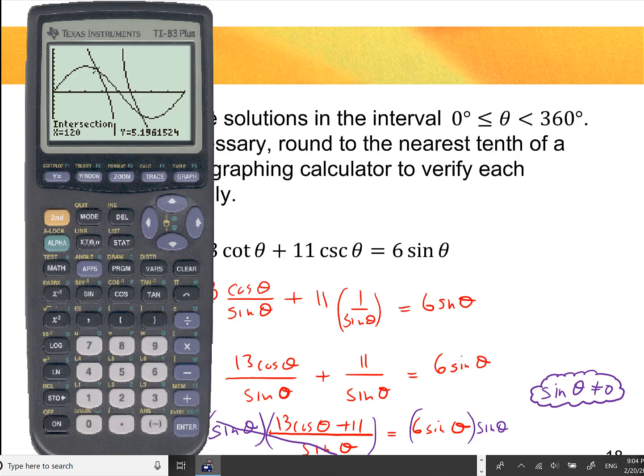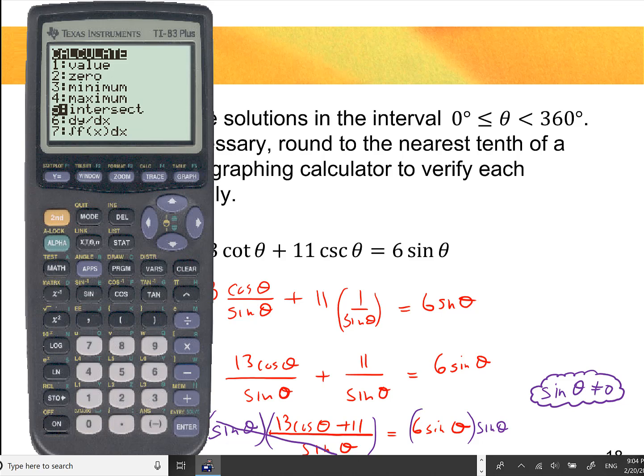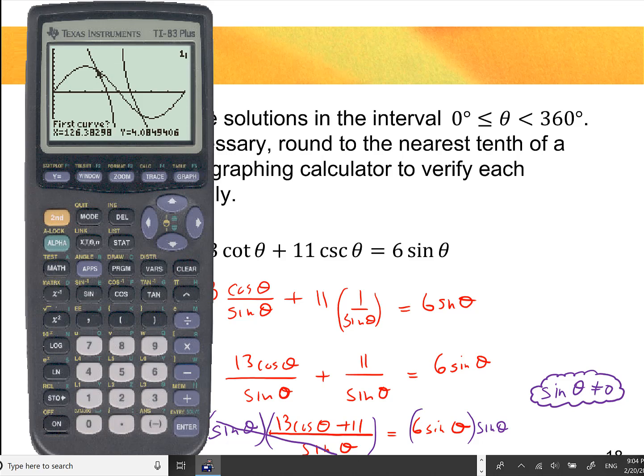And so then we just do the other side. Calc feature, second function, calc. Intersection. I want to know where they intersect. And this time I want to move a little closer to that side. First curve, yes. Second curve, yes. But then the guess has to be close to that intersection point, so you drive it right over here, again just using your arrow keys. And click, and let it compute. 240. All right, there it is.